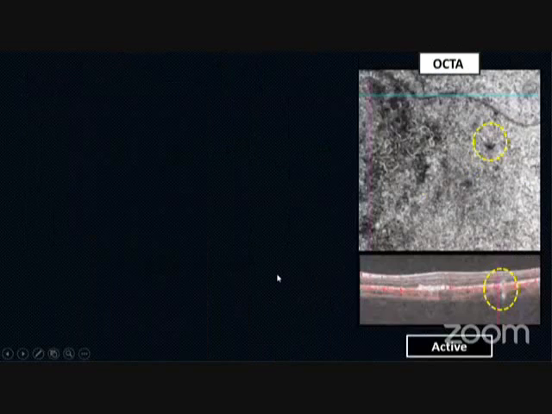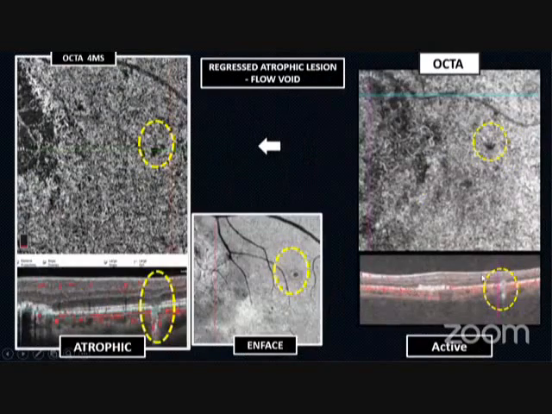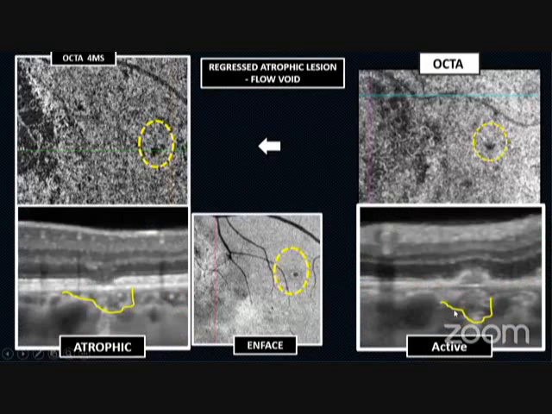And by OCT angiography, we can see actually that this patient had a small area that showed, here you can see the infiltration of the choriocapillaris that appears as flow void, and here you can see the ischemia of the choriocapillaris or atrophy that again appears as flow void.